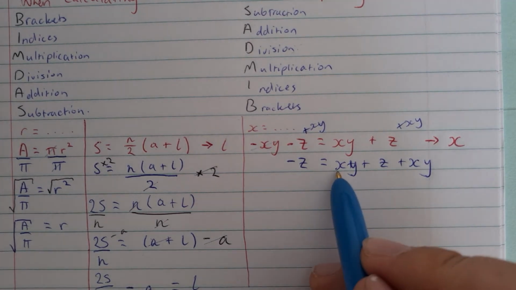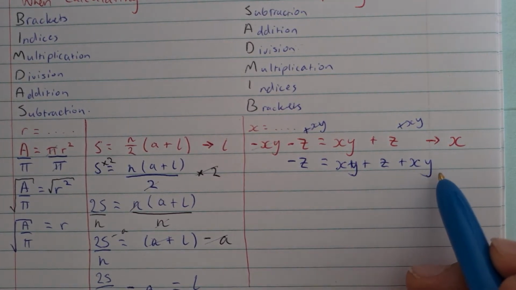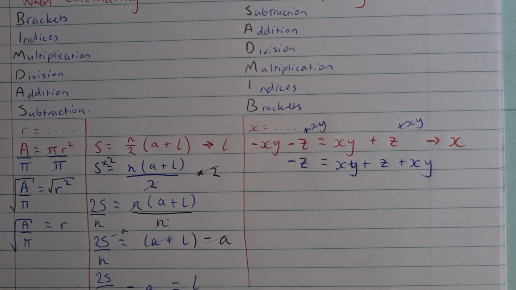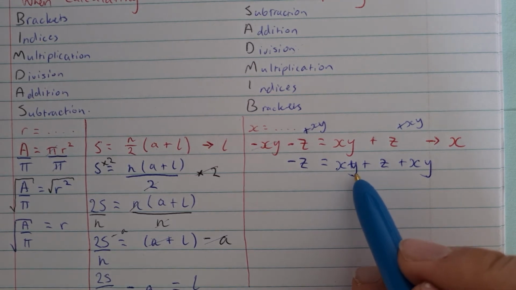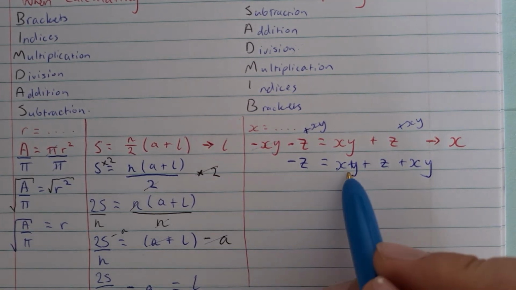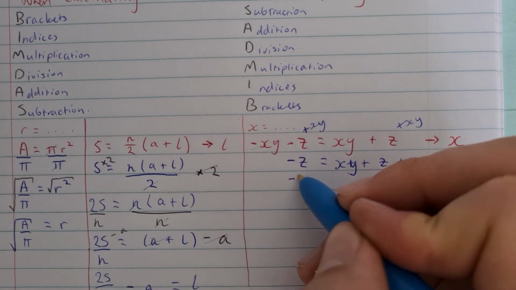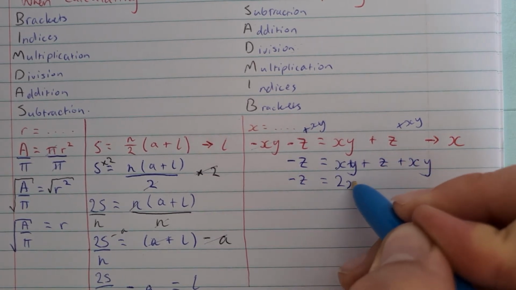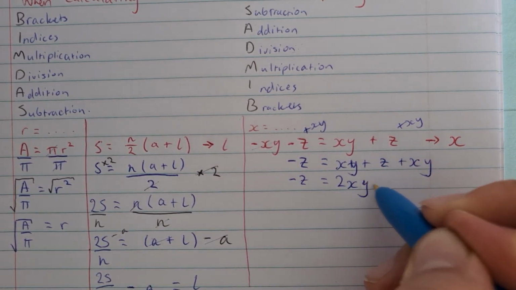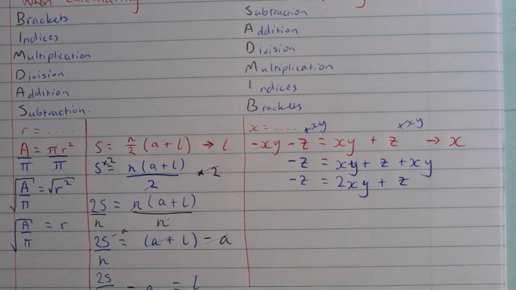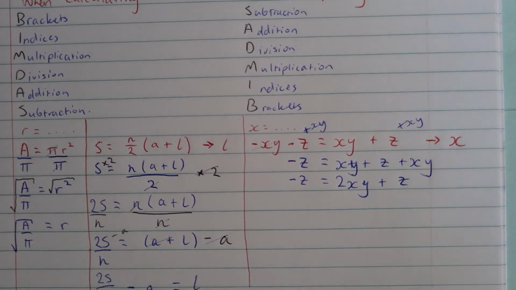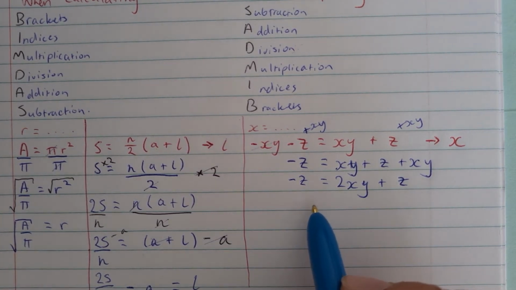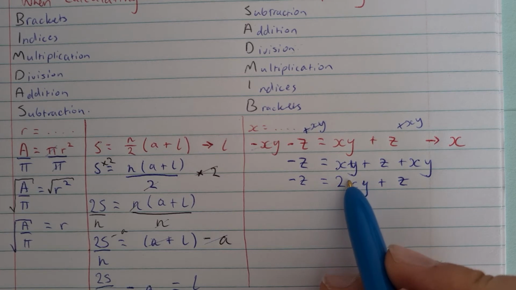Now I can notice that xy and xy are like terms. You might remember from year 7 and 8 algebra that like terms are terms that contain the same variables and they're raised to the same powers. So I can join them together. Got negative z is equal to 2xy plus z. Alright, perfect. Now we can start rearranging everything because we've only got one x in here.